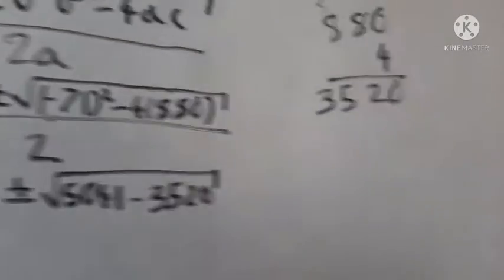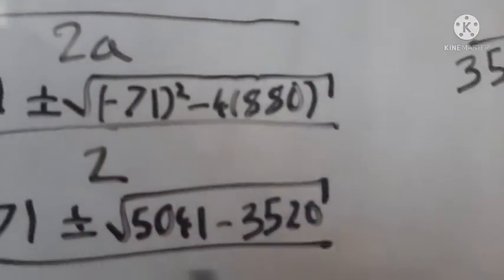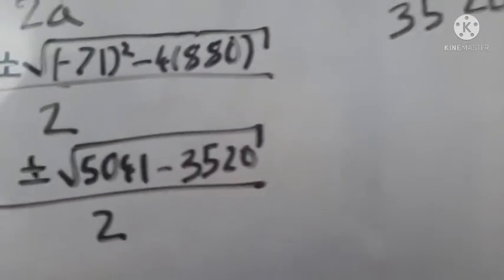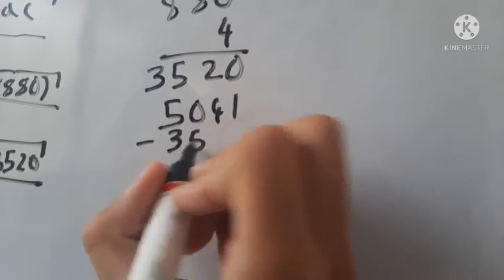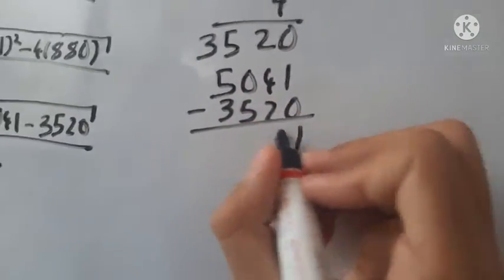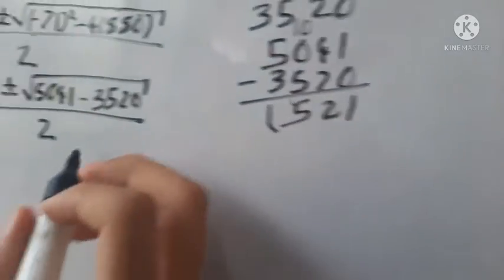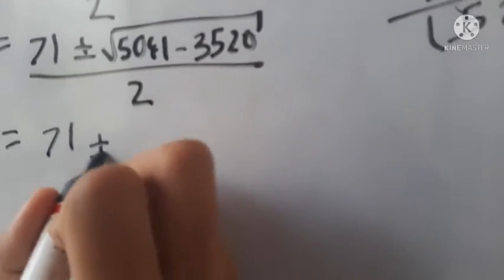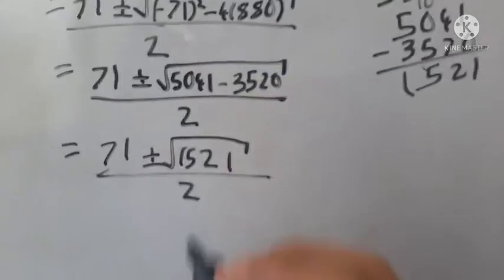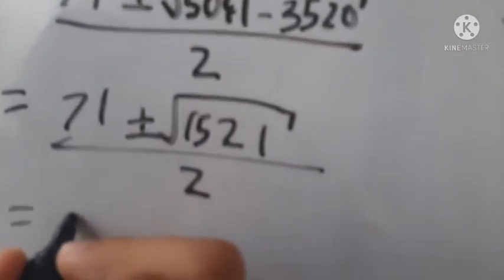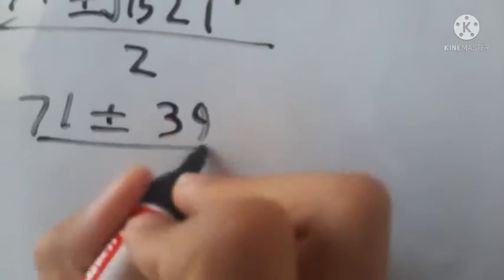Does that make sense? I guess that makes sense. Over 2, so 5041 minus 3520. That's 1521. So 71 plus or minus the square root of 1521, over 2. Now you can check 1521 is 39 squared. So 71 plus or minus 39 over 2.